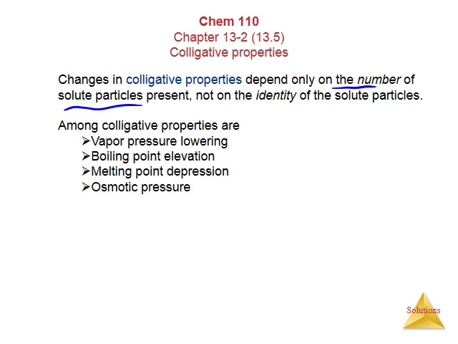Now what are the colligative properties? Vapor pressure lowering, boiling point elevation, melting point depression, osmotic pressure. Now all these depend upon the number of particles.